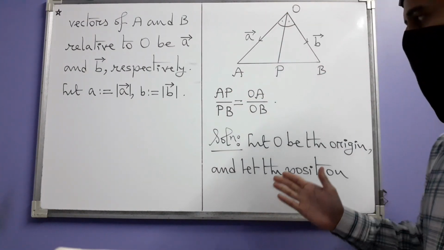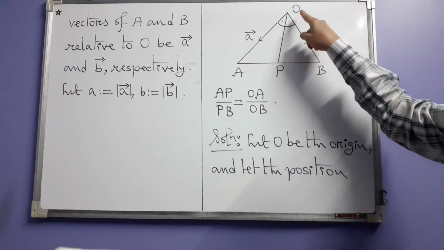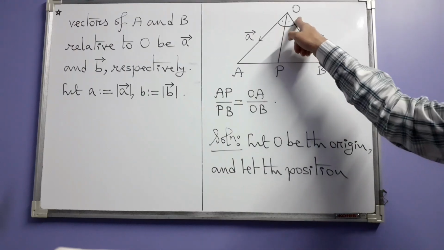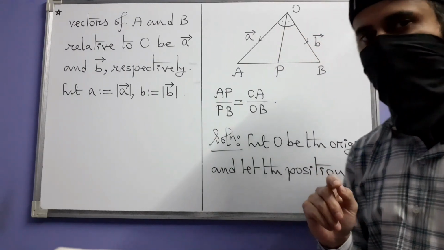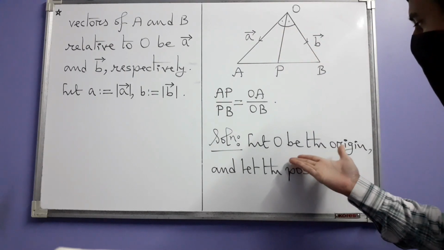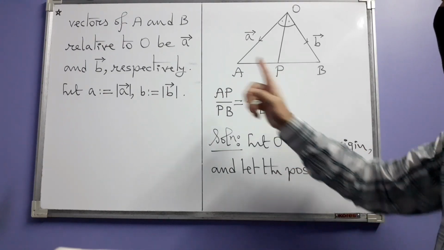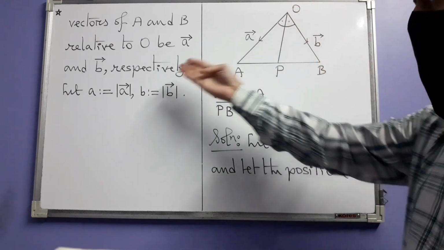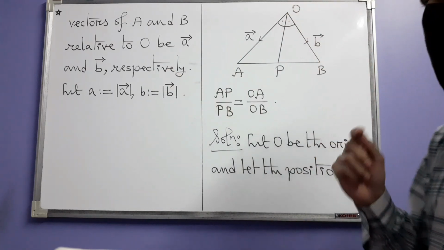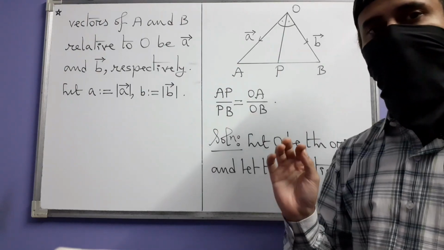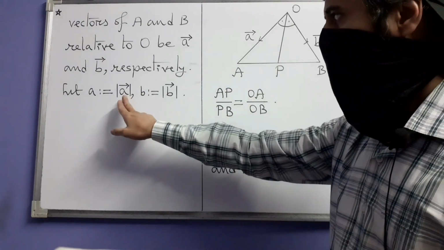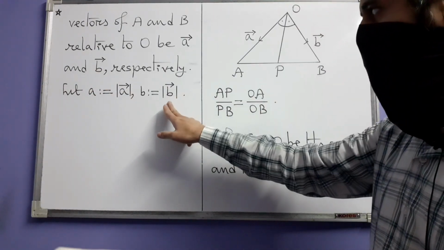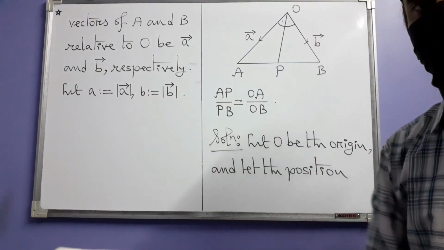This is how the author starts the solution. The reason for naming this vertex O might have been already guessed. We are going to consider this as the origin, and that's exactly what we do. Let O be the origin and let the position vectors of A and B relative to O be A and B respectively. And let us also give simple names to the magnitudes of these vectors. Let us call the magnitude of A just the letter A and the magnitude of B just B. We are going to need this.